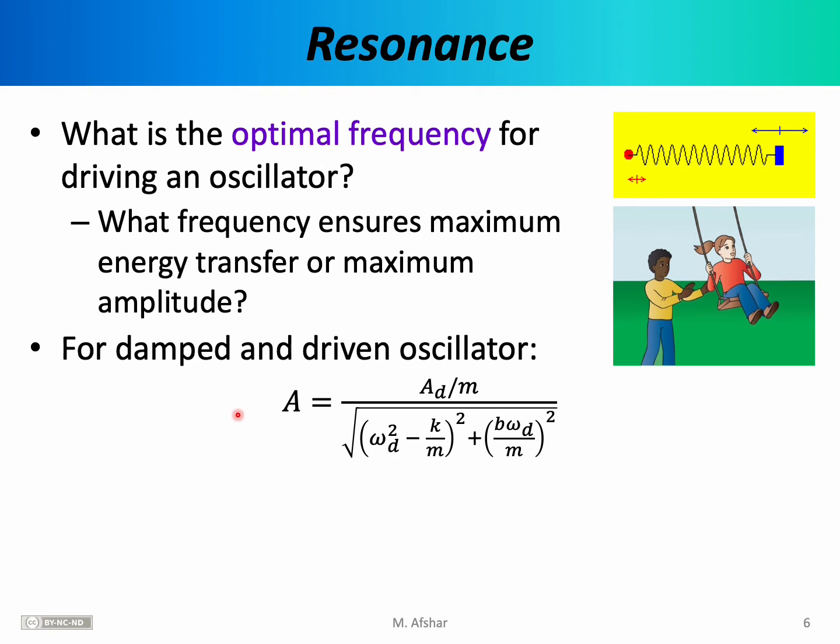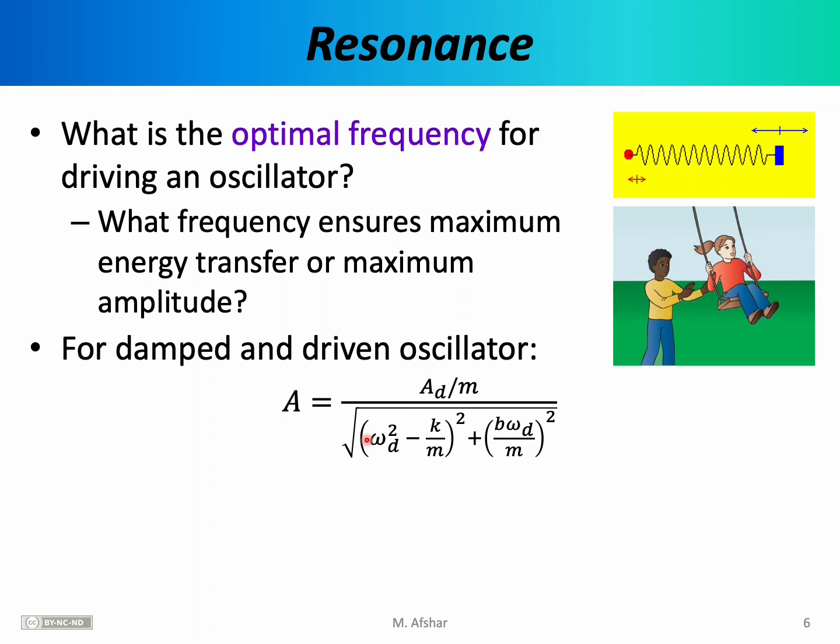For what value of omega sub d do we achieve the maximum value of A? Well, this is essentially an optimization problem. You know how to find the maximum of a function from your calculus class. You can take a derivative of A with respect to omega, and set that derivative equal to 0 to find the maximum of the function.